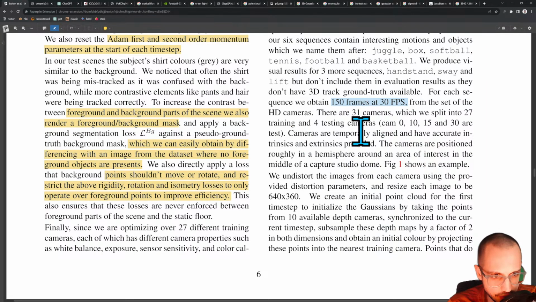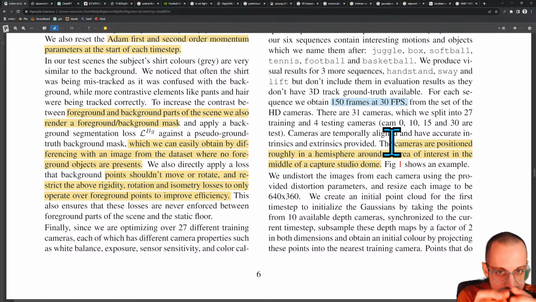Cameras are positioned roughly in a hemisphere around the area of interest. And that's important. That's another very strong assumption that the cameras are kind of uniformly sampled around the object of interest. That's not the case, right? And that's one of the biggest differences between monocular video and these multi-camera setups, is that if all these cameras were right next to each other, these results would be way worse.